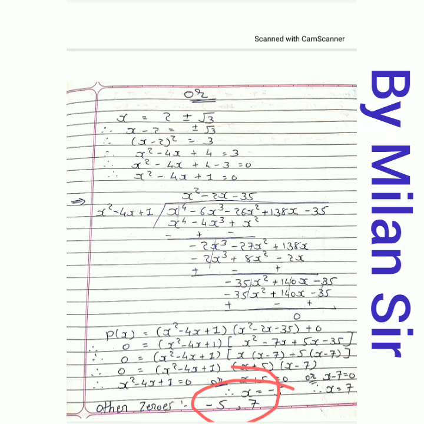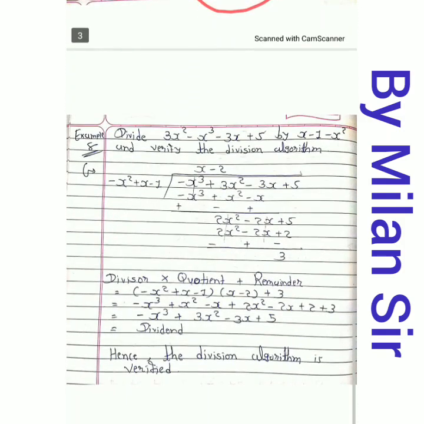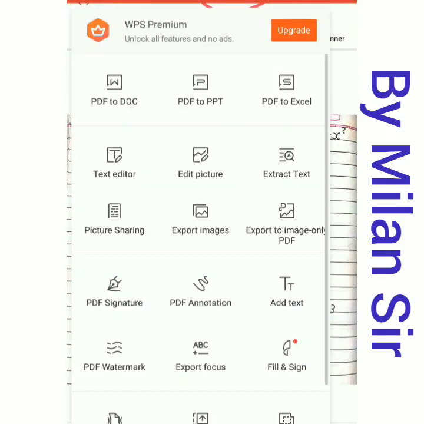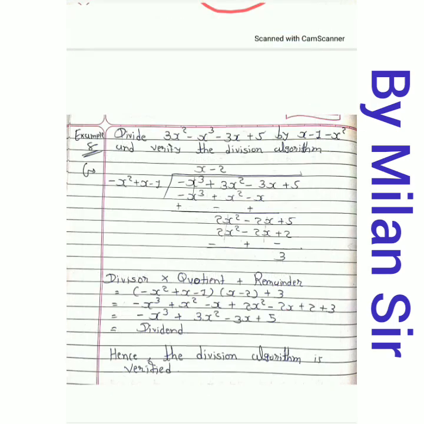Okay, then next question. It is example number 8. Divide 3x square minus x cube minus 3x plus 5 by x minus 1 minus x square and verify the division algorithm. Now, the division process we already discussed, right? Only one thing is new: verify the division algorithm.